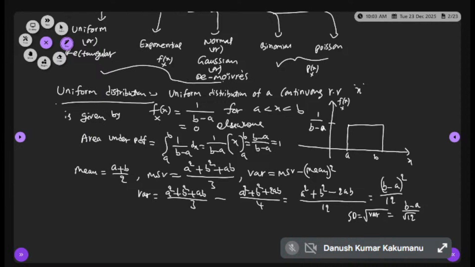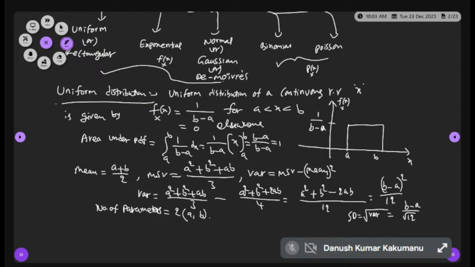And what is the number of parameters? That's also very important. How many parameters are we having here? A and B are the two parameters. Number of parameters is two. What are the parameters here? A and B. So they are asking the number of parameters of the distribution also.